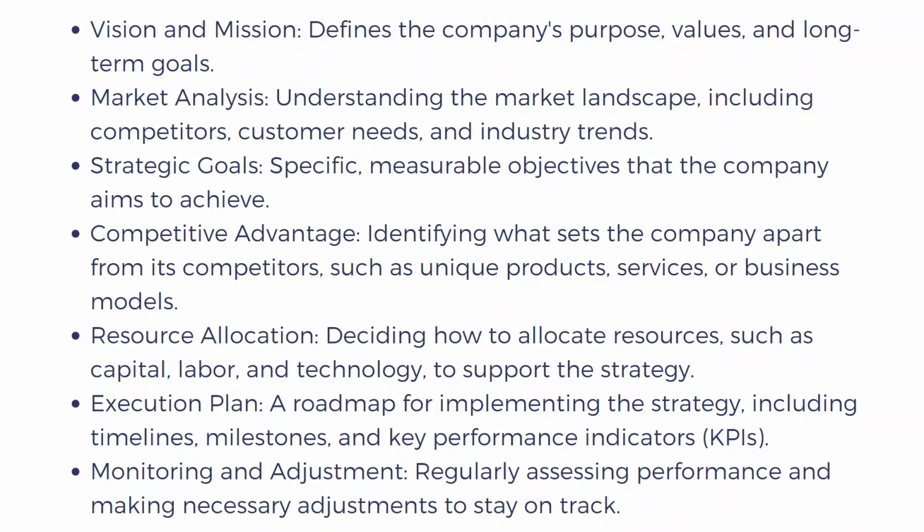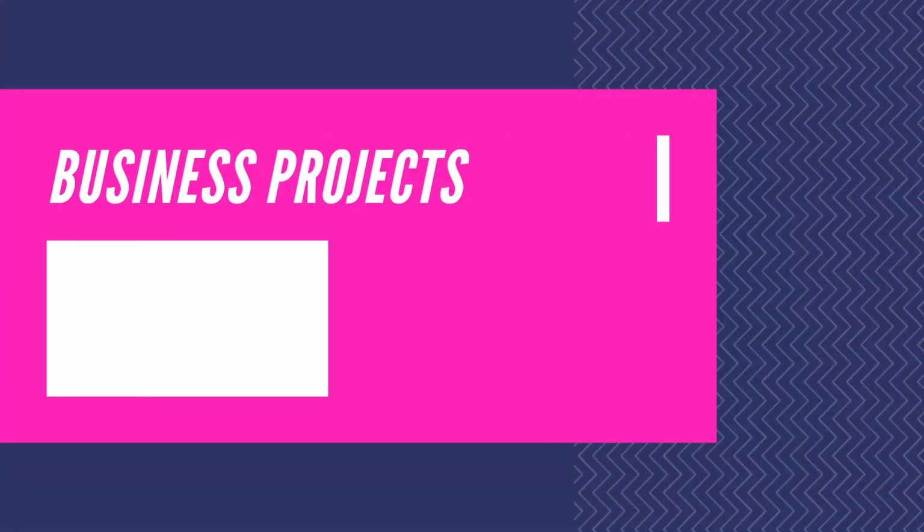Resource allocation: deciding how to allocate resources such as capital, labor, and technology to support the strategy. Execution plan: a roadmap for implementing the strategy, including timelines, milestones, and key performance indicators, which are also known as KPIs. Monitoring and adjustment: regularly assessing performance and making necessary adjustments to stay on track.